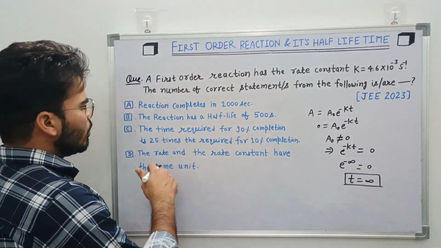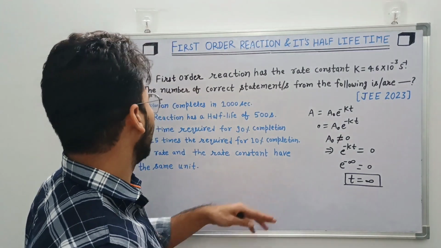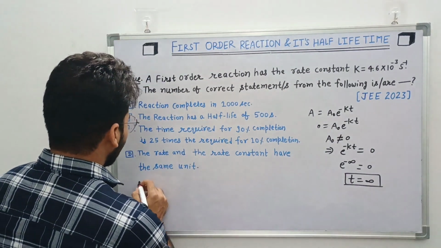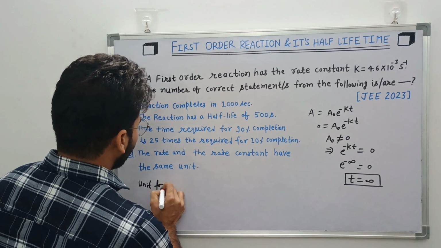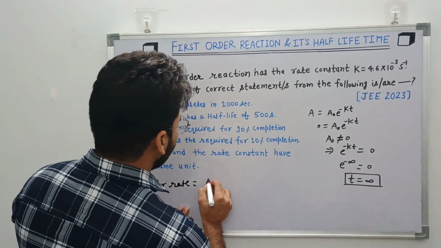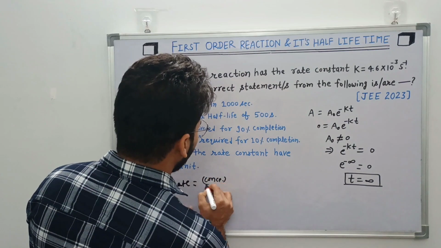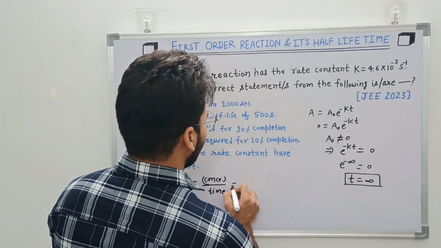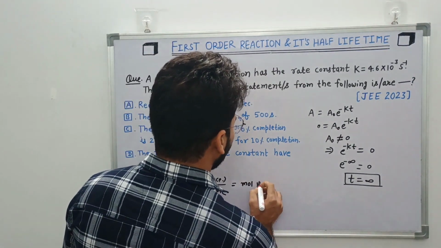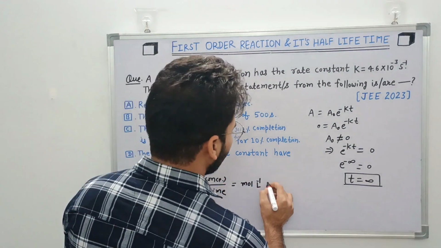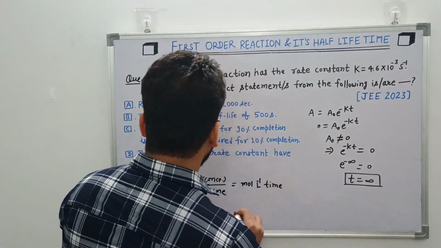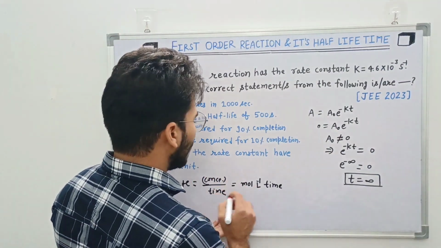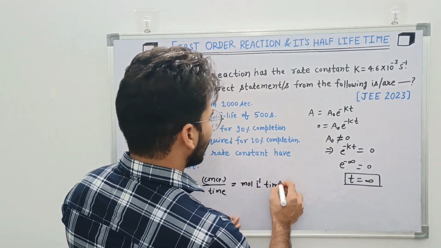Option D is saying that the unit of rate and the rate constant for a first order reaction have the same unit. But we have already learned that the unit for rate is equal to concentration upon time. We can take concentration as mole per liter, so the unit will be mole liter inverse, and time goes above. Then the unit of rate for a reaction will be concentration upon time, which is mole liter inverse and time inverse.